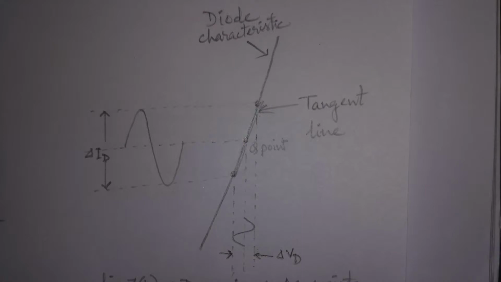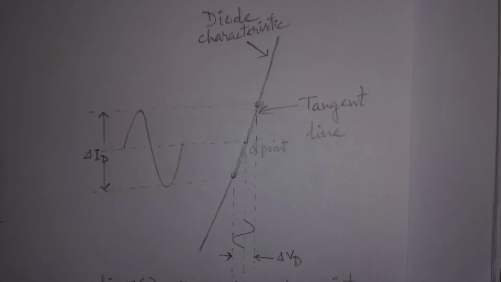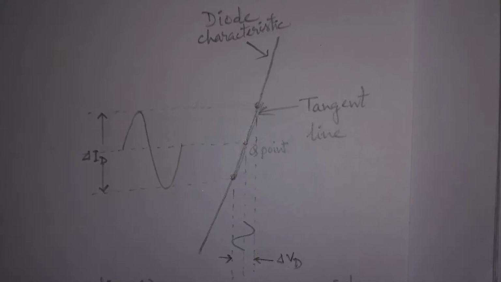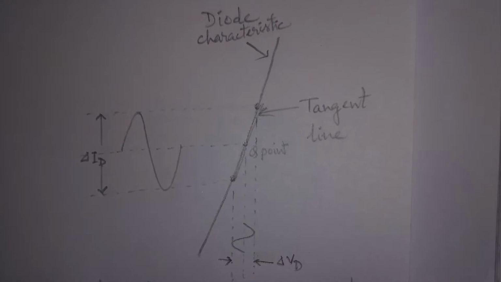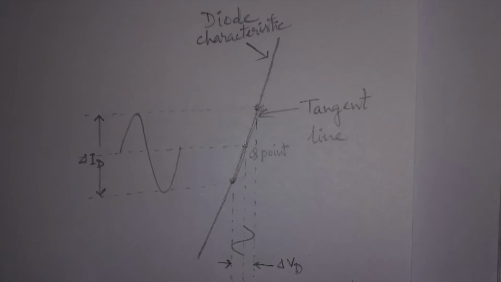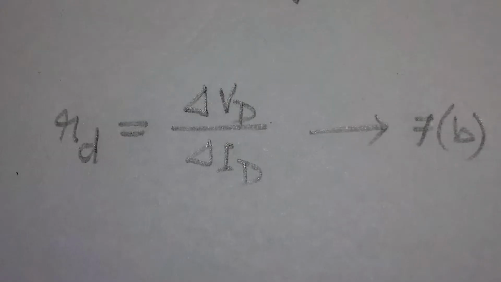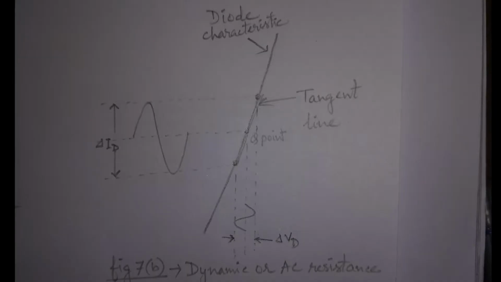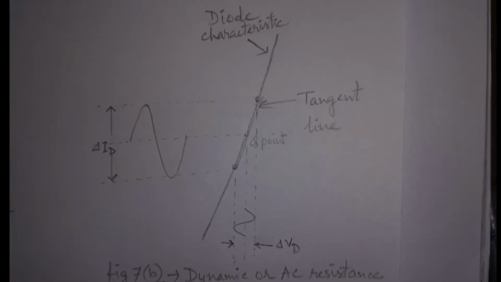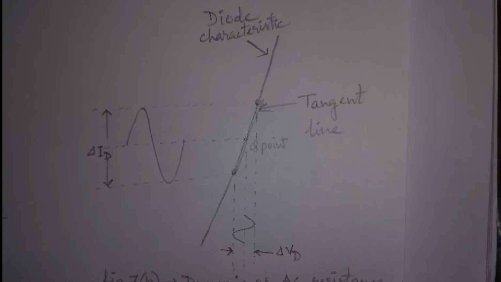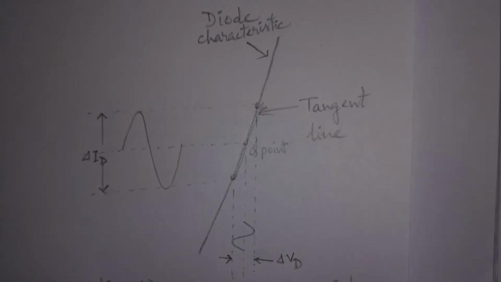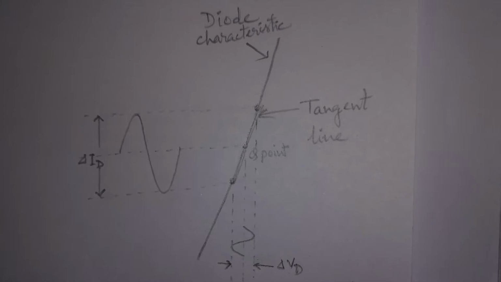A tangent line is drawn to the curve through the Q point as shown in this figure. The change in voltage, delta VD, or change in current, delta ID, should be made as small as possible. Therefore, AC resistance is given by small rd equal to delta VD by delta ID. So, the lesser the value of delta VD, the lower the resistance; in general, the lower the Q point of operation, that is, the smaller the current or voltage, the higher the resistance.